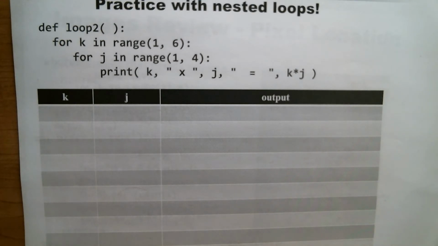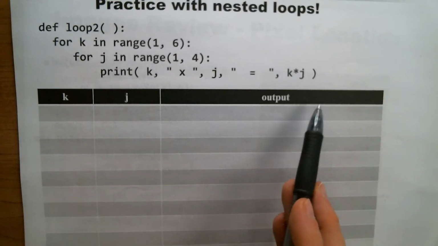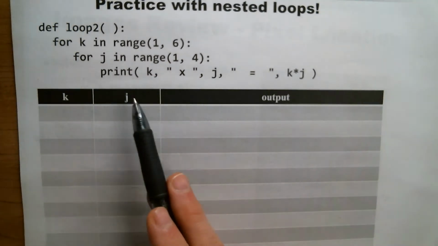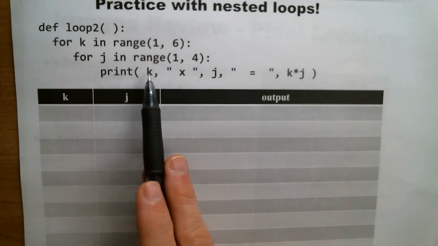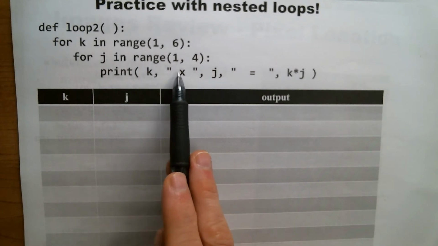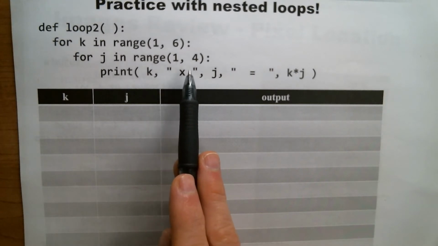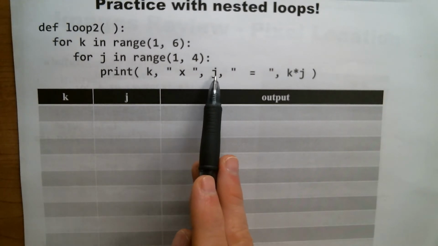All right, so this would be another one for you to now try to practice on your own. As far as this print statement is concerned, don't get overwhelmed. All this is saying is it's going to print out the variable k. Then it's actually going to print out the letter x because it's inside of quotes. So there'll be a space, the letter x, a space. Then it's going to print out the variable j.